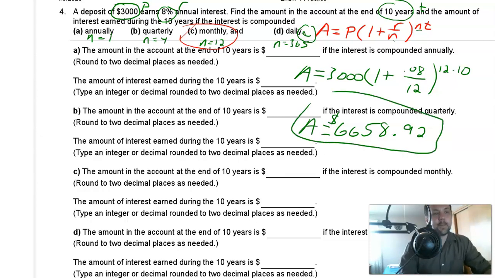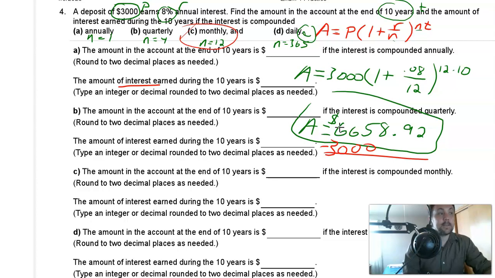And 10 years is a long time. That's why it got to be such a big number. For the interest, because it also wants us to find the interest on that investment, the interest is simply how much more money do you have now than what you started with, right? We started with $3,000, so I'm going to subtract that away from this, and whatever's left is the amount of interest I've earned.